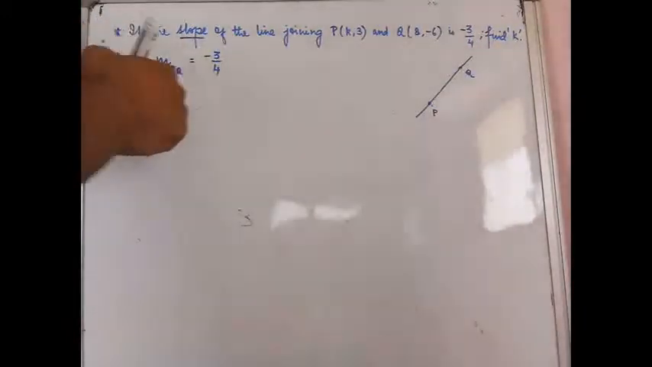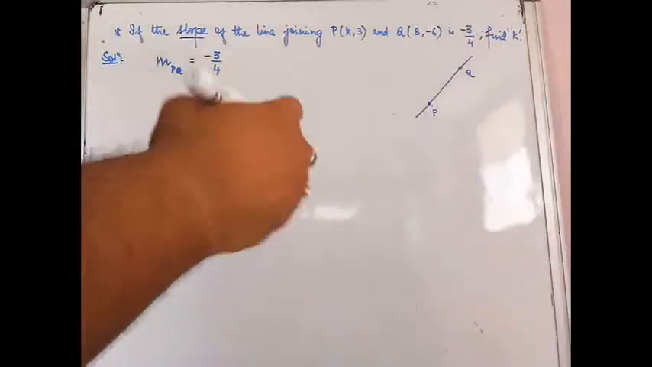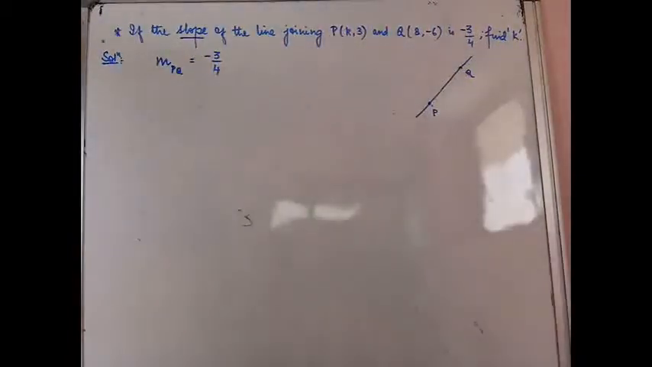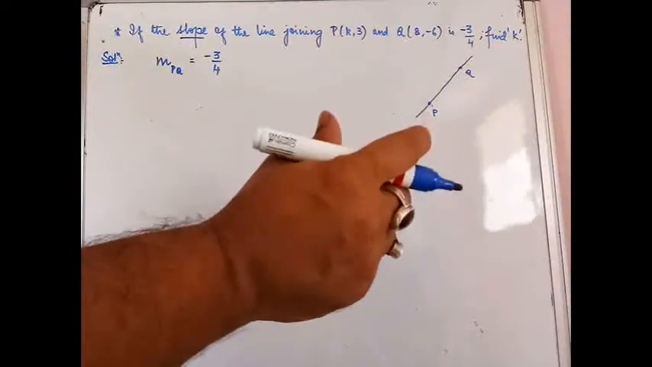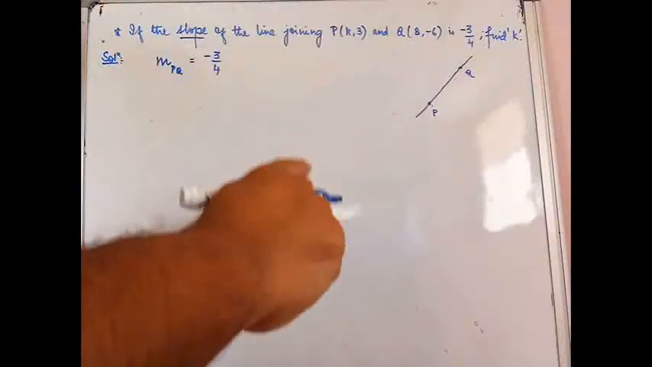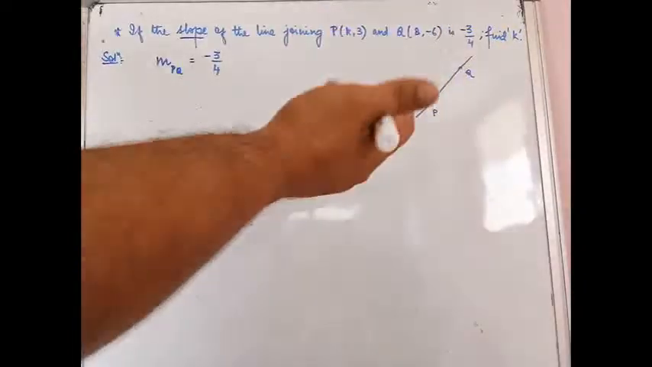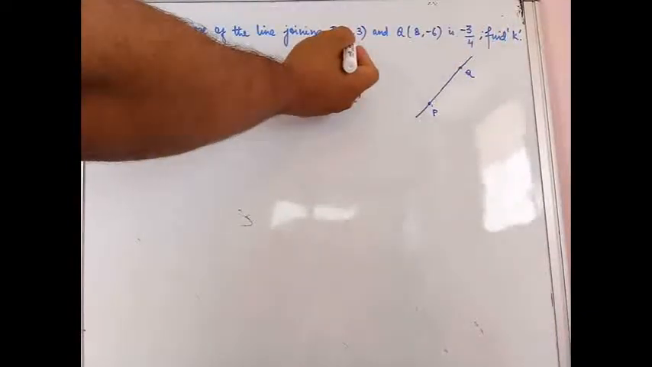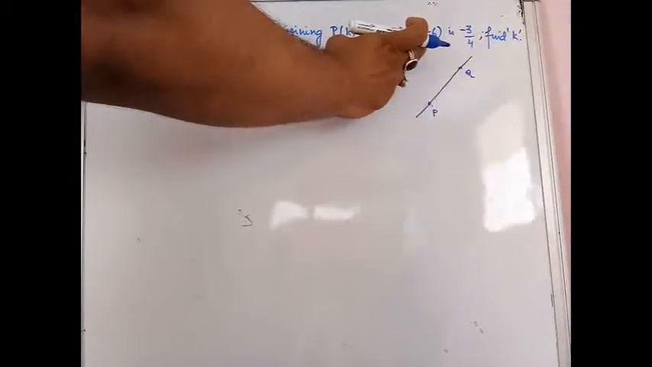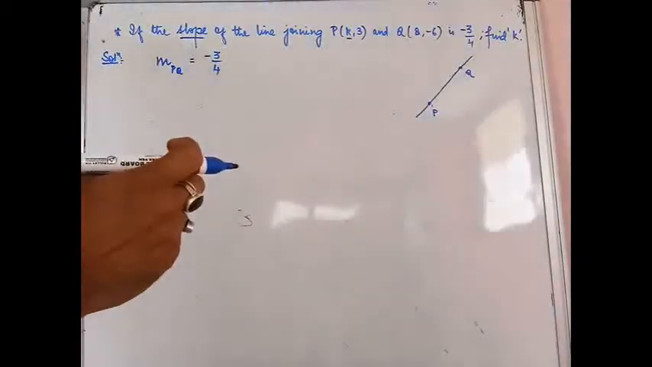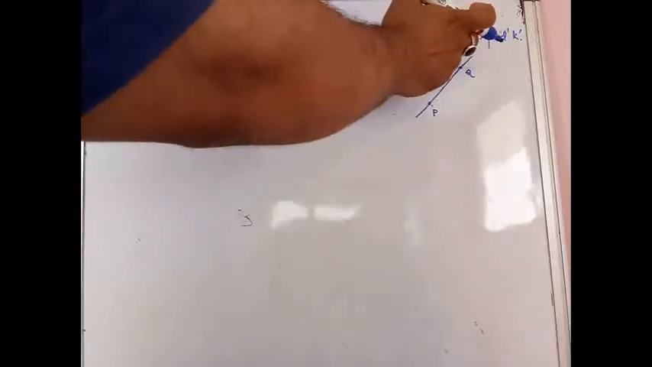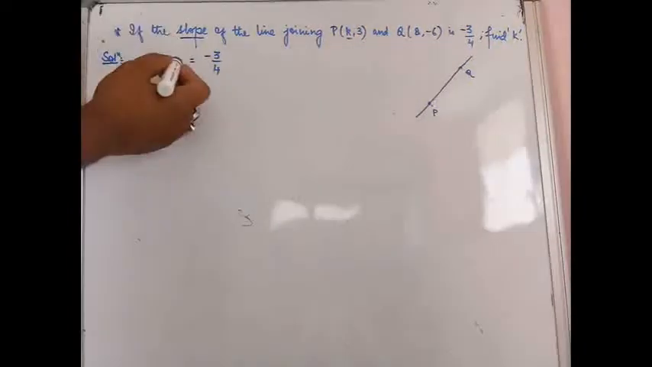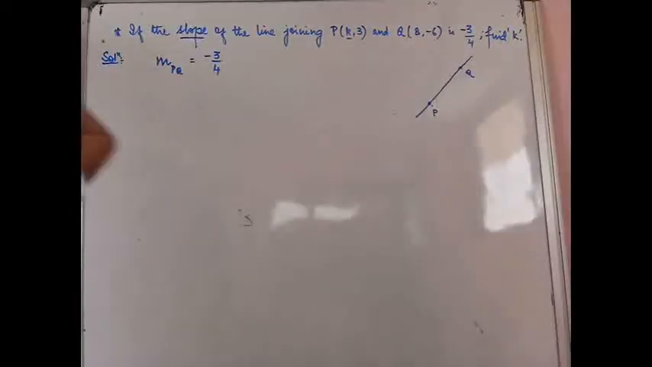Now the slope of this PQ line, which formula will we use? Because you see P and Q are 2 points that are given. So when 2 points are given, then you use the formula y2 minus y1 upon x2 minus x1. And what is our motive? Our motive is to find this unknown k. Had these 2 points been given, then the slope would not have been given. But here in this case, the slope is given, 1 point is given, the other point has an unknown. So the slope of this particular line is minus 3 by 4, it is already given.